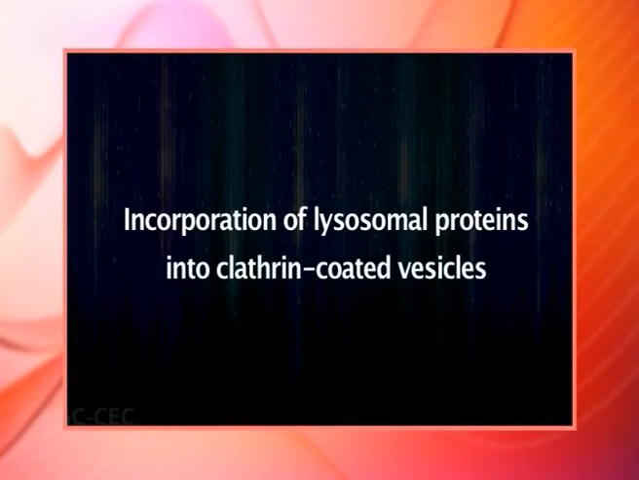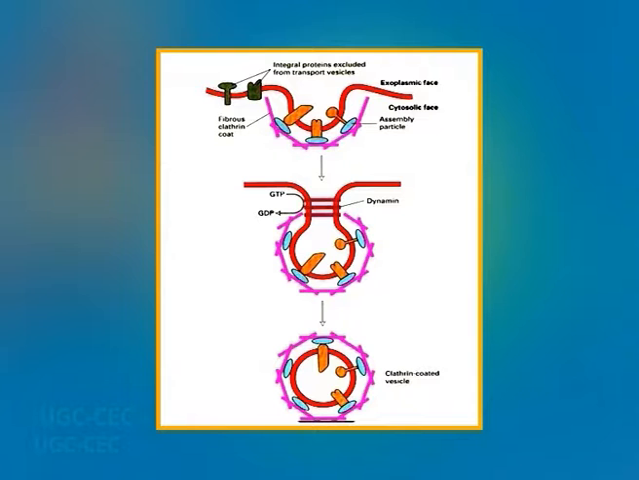Incorporation of lysosomal proteins into clathrin-coated vesicles. Proteins targeted for lysosomes are marked by mannose-6-phosphate, which binds to mannose-6-phosphate receptors in the trans-Golgi network. The mannose-6-phosphate receptors span the Golgi membrane.